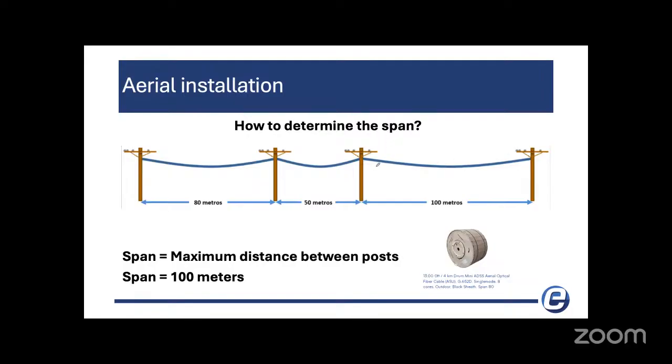How do we determine the span? The span is the maximum distance between two posts. So you can see here we have one post at 80, one post at 50, one post at 100. So the maximum span is 100 meters. We should buy a fiber that can give us this span. As you can see, we have a mini fiber whose span is 80 meters. Will this work here? Well, here and here, yes, you're fine, but not here.